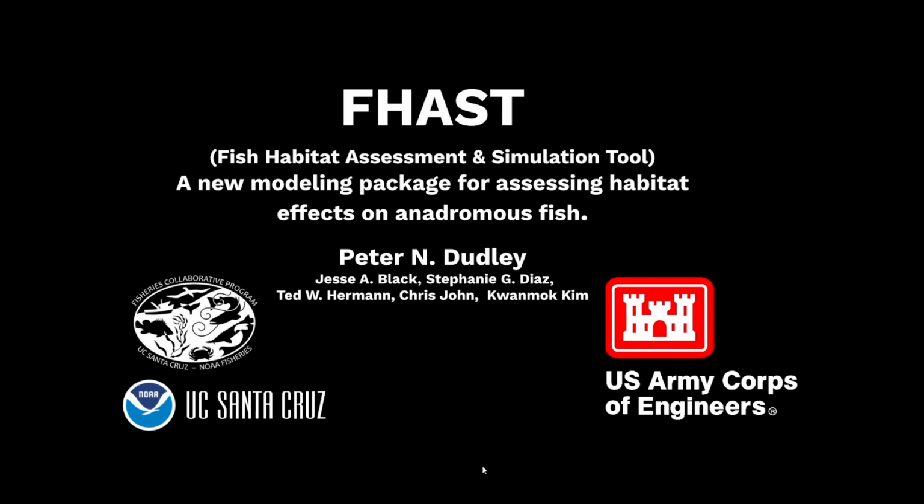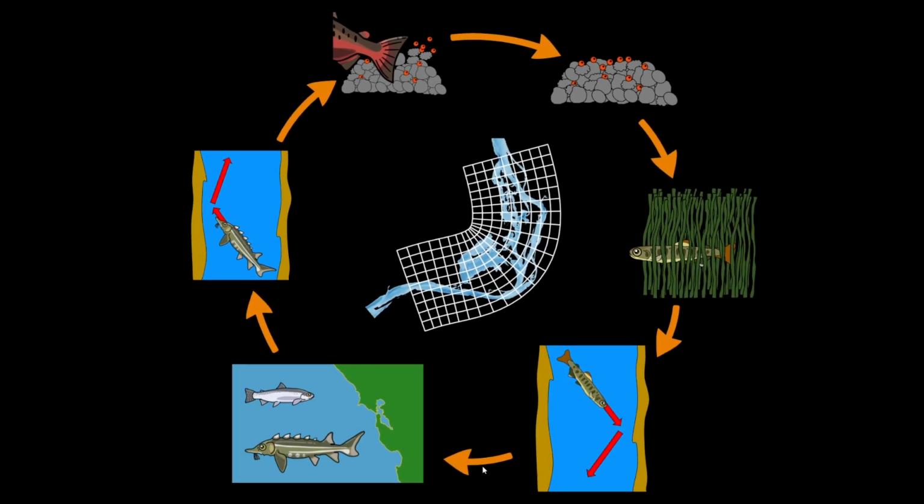This is going to be a more full description of the FHAST model and how it is developed and what it does. There's a shorter version, about 7 minutes in the same channel, that discusses the philosophy of the model. So the FHAST model is about anadromous fish. So here's a representation of an anadromous fish life cycle.